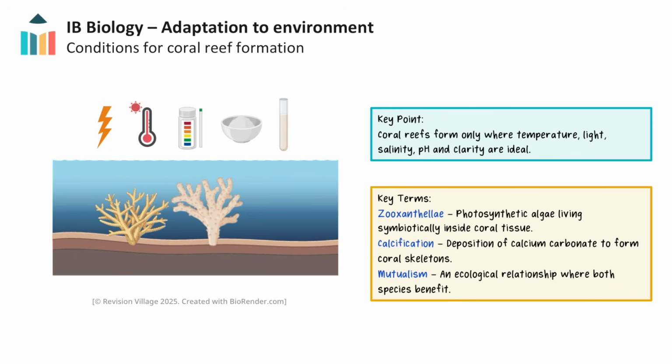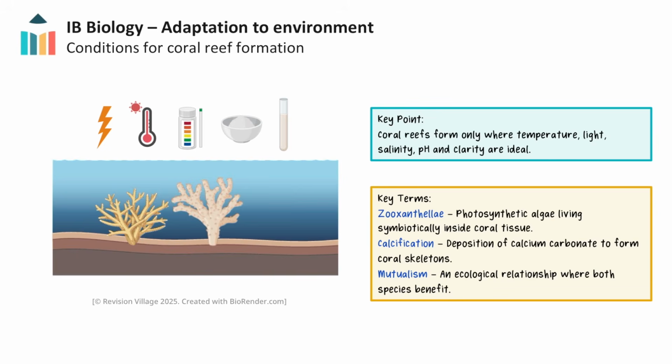Next, salinity and pH. Corals need seawater that's saline, around 34 to 37 parts per thousand, and a stable, slightly alkaline pH near 8. If the ocean becomes too fresh, too acidic, or fluctuates too much, coral growth slows and skeletons weaken. That's why coral reefs are rarely found near river mouths or in areas with heavy freshwater runoff. Finally, water clarity. Corals depend on clear water, so light can penetrate to their symbiotic algae.